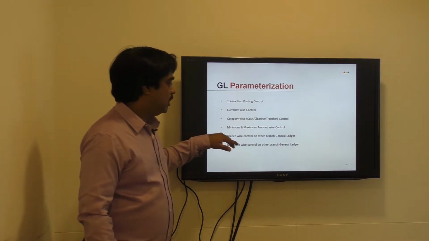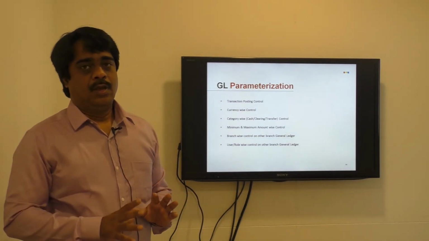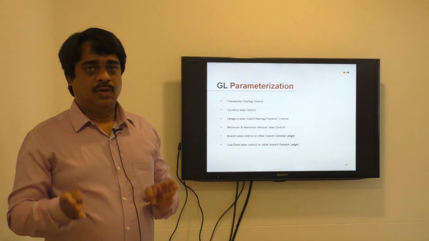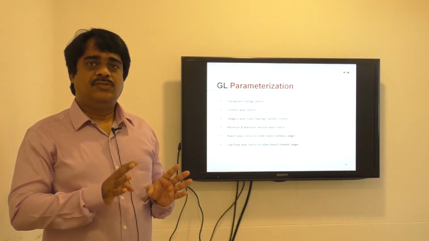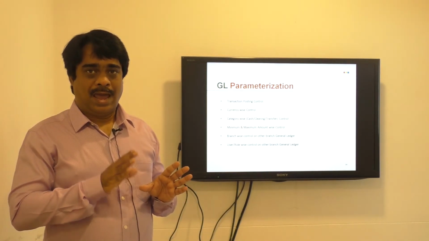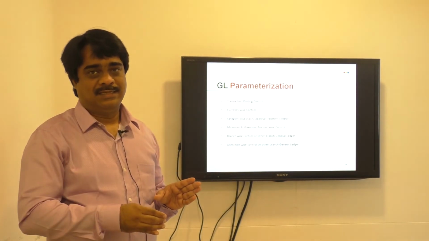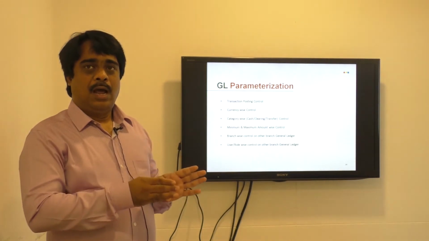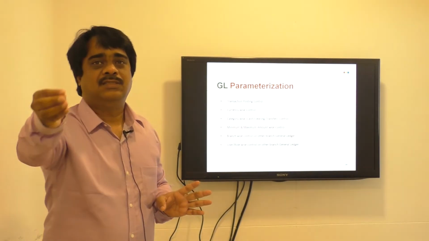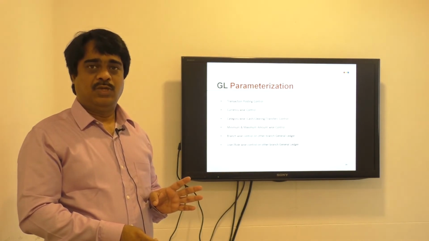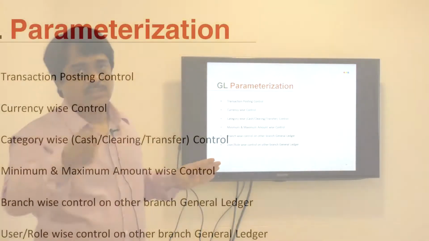We also have branch wise controls on other branch GLs. Say, for example, the head office GL. Each bank will have its own head office. The head office will have a different set of GLs which will not be allowed for access for other branches to post any transactions. So the head office will allow only a few GLs which the other branches can post with respect to the transfers and other operations that are made between head office and the branch office.